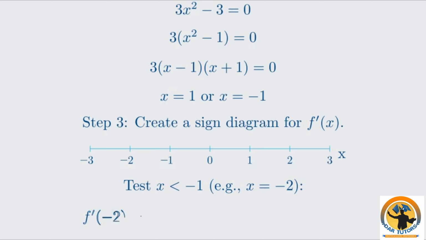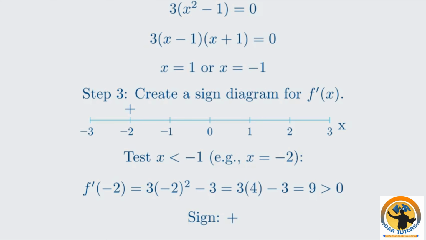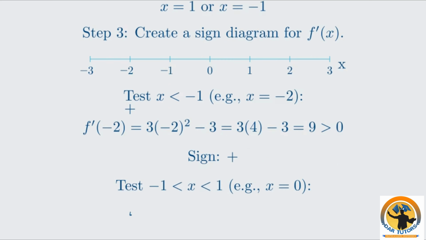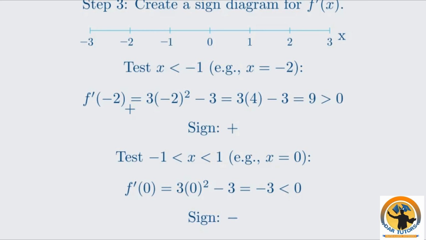F prime of -2 is 3 times -2 squared minus 3, which is 9. Since 9 is positive, the function is increasing on this interval. For the interval between -1 and 1, let's test x equals 0. F prime of 0 is 3 times 0 squared minus 3, which is -3. Since -3 is negative, the function is decreasing on this interval.